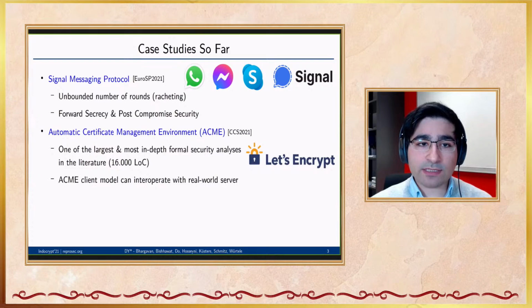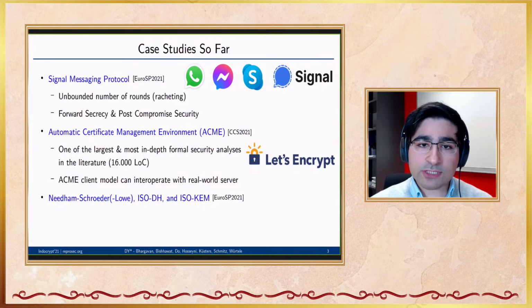This protocol is used to automatically issue TLS certificates, and the most prominent user is probably Let's Encrypt, which has issued well over 1 billion certificates so far. So our analysis features a very precise and detailed model of the ACME protocol, comprising more than 16,000 lines of code, which makes it one of the largest and most in-depth analyses in literature. In fact, our model is so detailed that by using our client model as an application layer library, we can obtain valid TLS certificates from Let's Encrypt. In addition, we also modeled and analyzed a small set of standard protocols, namely Needham-Schroeder-Lowe, ISO-DH, and ISO-KEM.